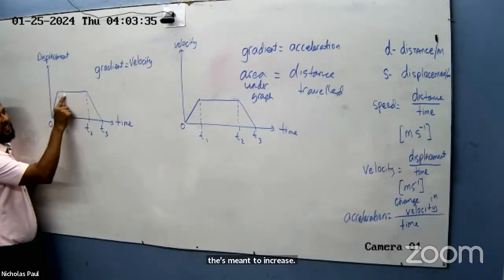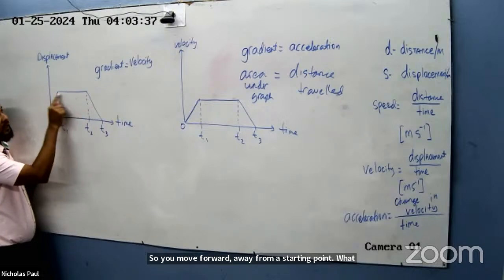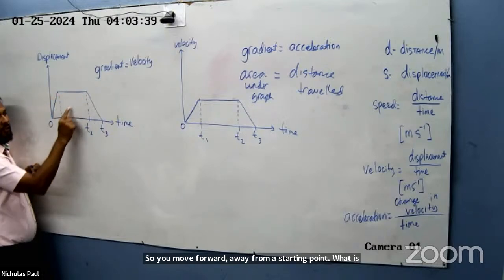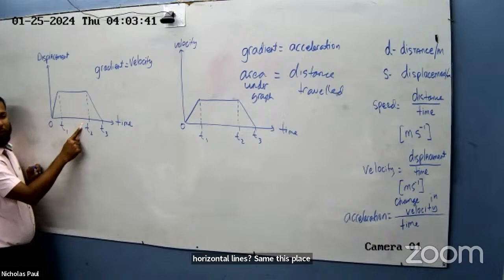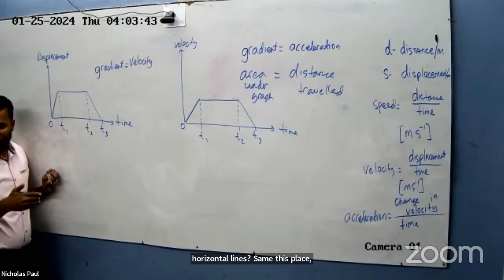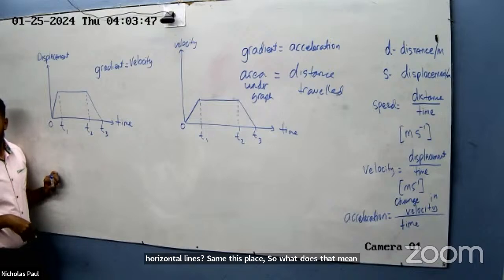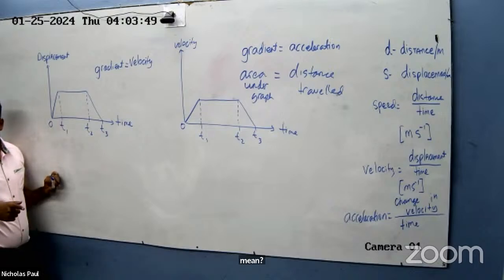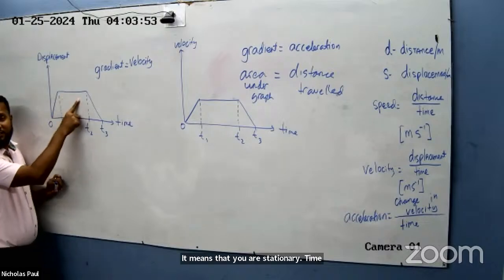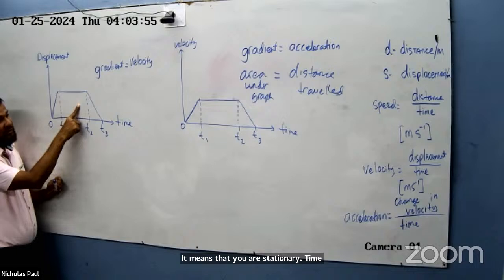What is the horizontal line saying? It's saying displacement is staying constant over time. So what does that mean? If the displacement is not changing but time is changing, it means that what? It means that you are stationary. So you're not moving. Time is going, but your distance or your displacement is not changing.